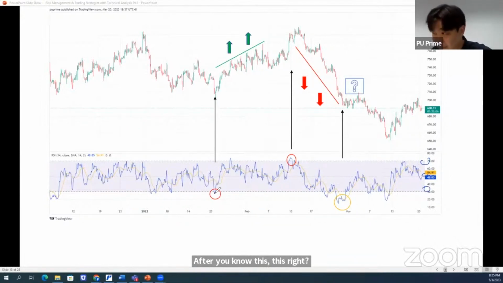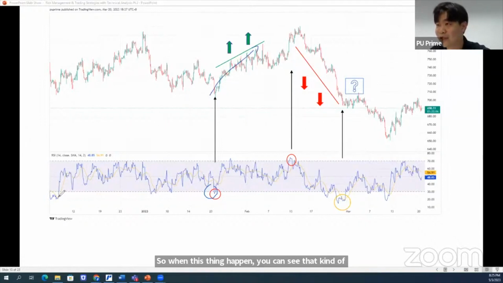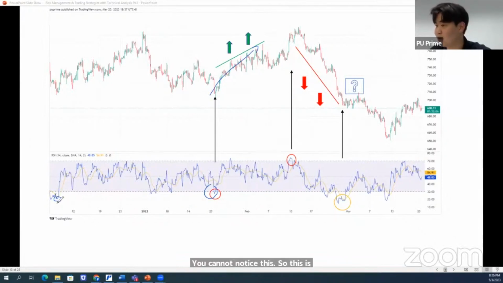So you can see that every time this blue line touches the 30 around here, every time the line touches the lowest line around here, and even breaks below the lowest line, it can be considered what we call an oversold territory. So when this happens, you can see the candlesticks go up. You can notice this. So this is another example, touching the lowest point already and even breaking below the lowest point already.